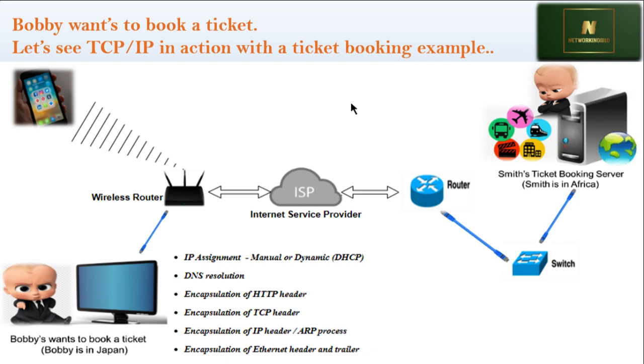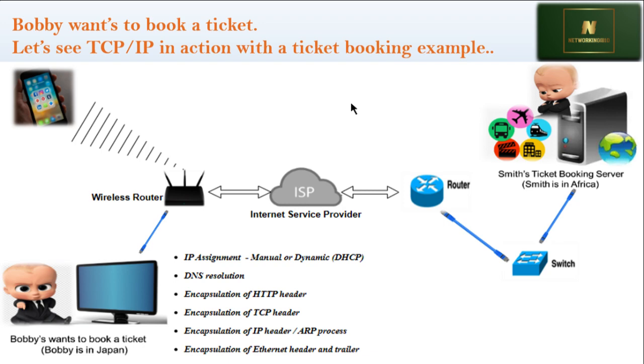2. ARP will be done if the destination IP address is in the same subnet as Bobby's IP address. In this case, the destination machine which is in the same subnet will respond with its MAC address. 3. ARP will be done if the destination IP address belongs to a different subnet. In this case, the wireless router's MAC address will be returned to populate the ARP cache of Bobby's machine.